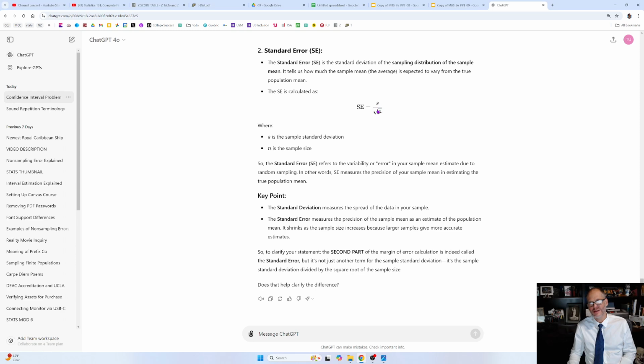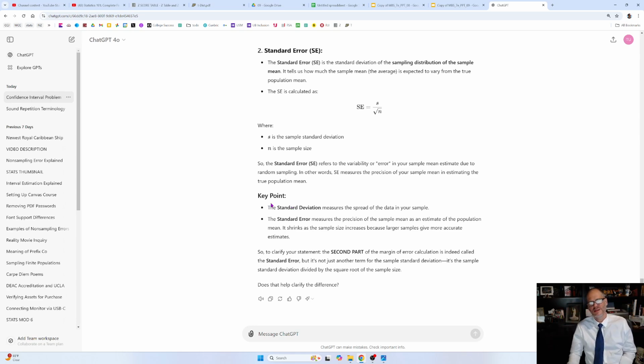Because if you had 20 over 1, you've got 20. If you have 20 over 10, you've got 2. So the bigger this gets in the denominator, the more this shrinks. And the larger your sample size, the more your standard error shrinks, because a larger sample is more closely approximating the population, and so the error is going to shrink.